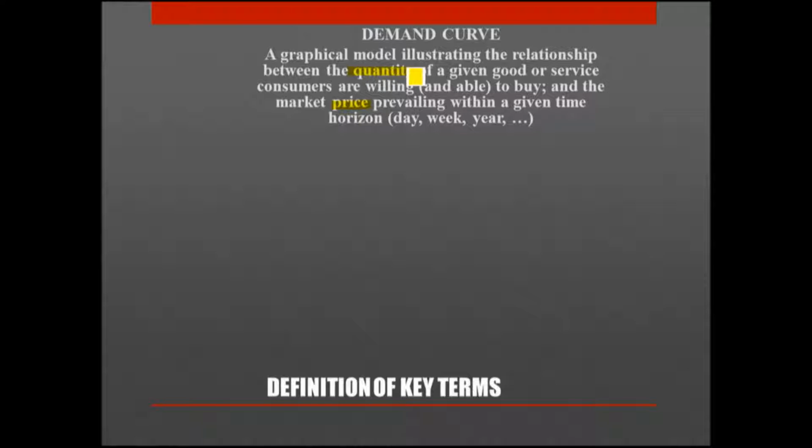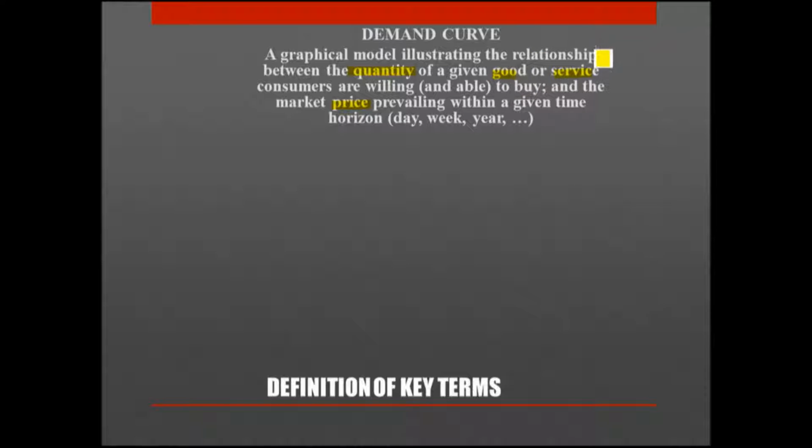So which quantity are we studying? Well, this is a quantity of goods and services which consumers are willing, not just willing, but they also have the capacity to buy those goods and services. So it's not just a matter of wishing to buy something, but you should have the monetary capacity to back up that will or that power, right?